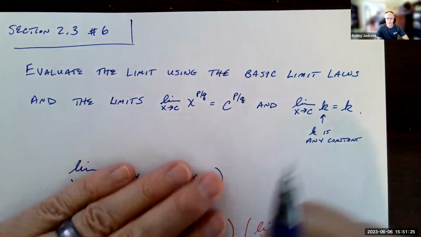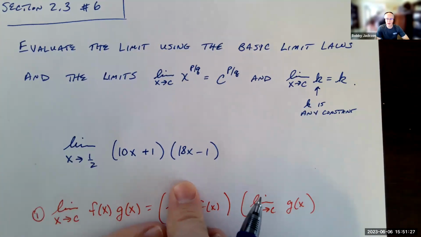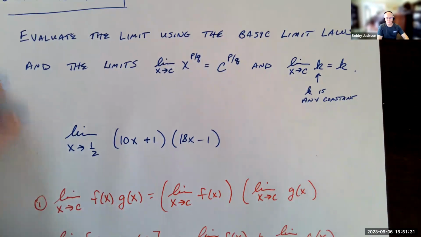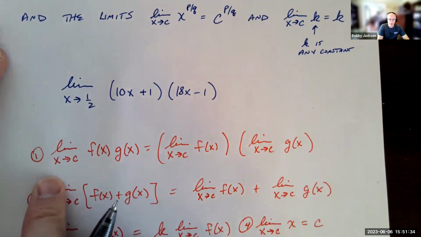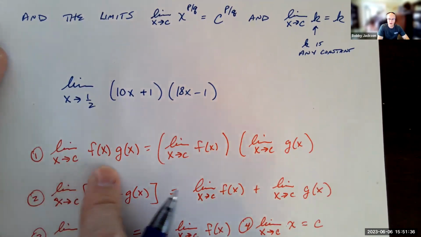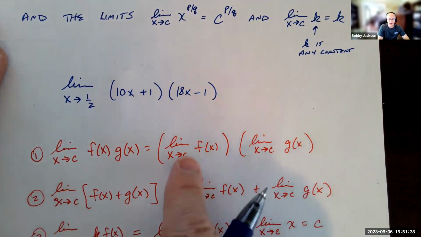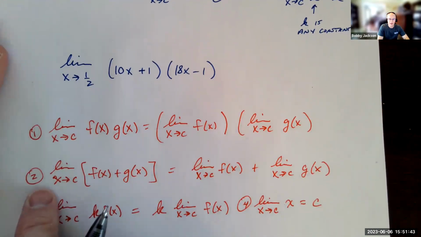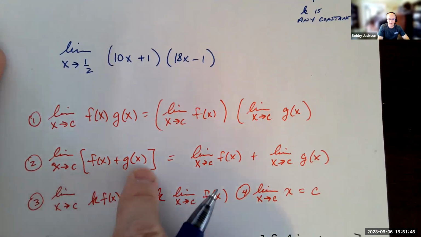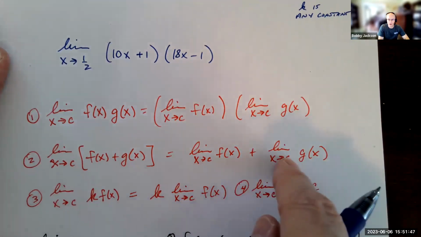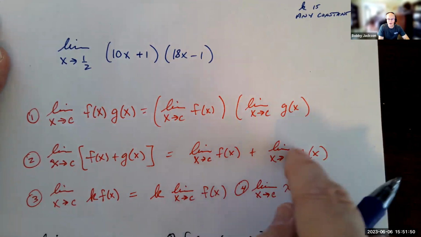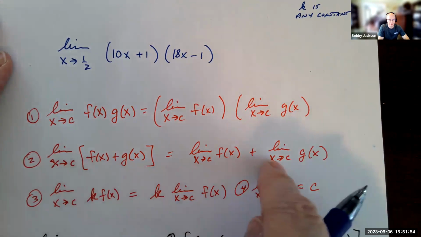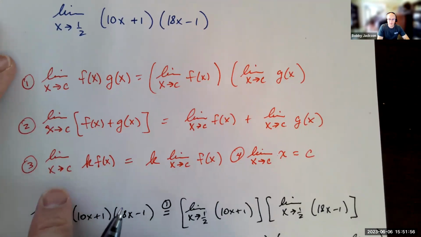Okay, so here's the limit that I want you to find. And then what are the basic limit laws? Well, there's several of them. The ones that are going to apply in this one are: number 1, the limit of a product of two functions equals the product of the limits, provided both of these limits exist. The second one is the limit of the sum of two functions is the sum of their limits, again, provided these two limits exist. If these limits do not exist, we cannot make this jump in general.